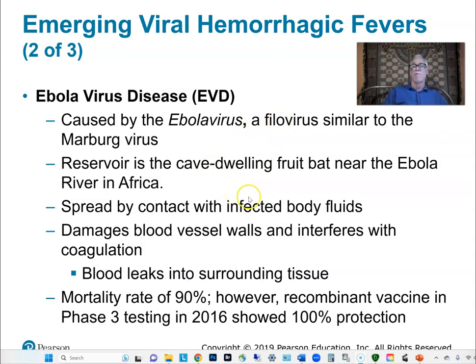arisen in cave-dwelling fruit bats near the Ebola River in Africa, and it spreads by contact with infected body fluids, very easy to transmit. It damages blood vessel walls in a similar way, and interferes with coagulation, much like Marburg virus, and causes bleeding all over the place. Mortality rate around 90%. There is now a recombinant vaccine.